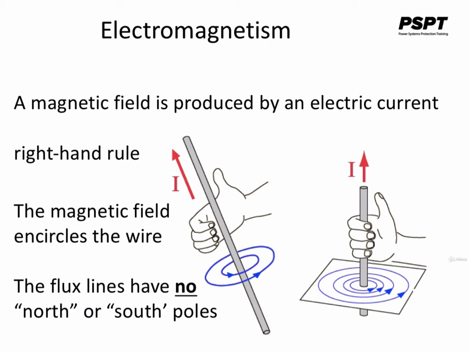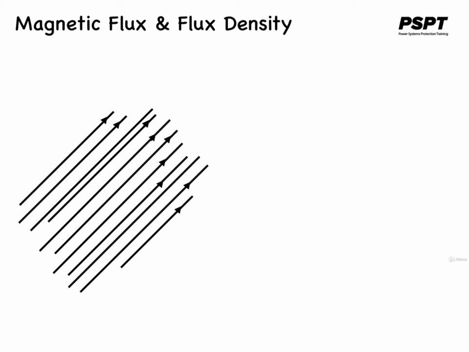and it should be noted that the magnetic flux here has no defined north or south pole at this particular time. However, the lines of flux have a direction, and that direction is indicated by the right-hand rule. I've been using the terms flux and flux field rather loosely, so let's define what we're actually talking about here.